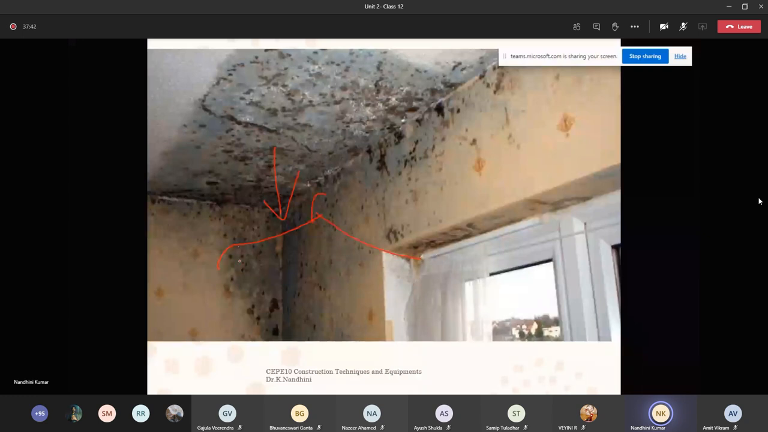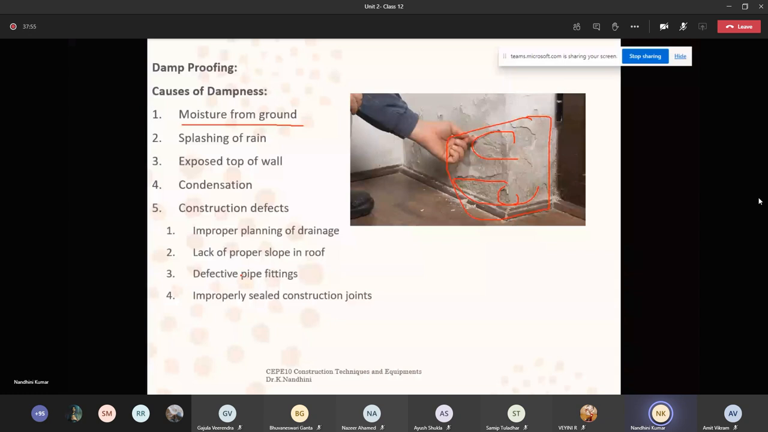When you're having heavy rain, even a newly constructed building can show this. With heavy rain or heavy flood, you can observe this type of dampness. This is caused due to moisture from the ground, splashing of rain, exposed top of the wall, the condensation process, and maybe due to construction defects. And if so, it is because of construction defects. We'll see what the defects are.